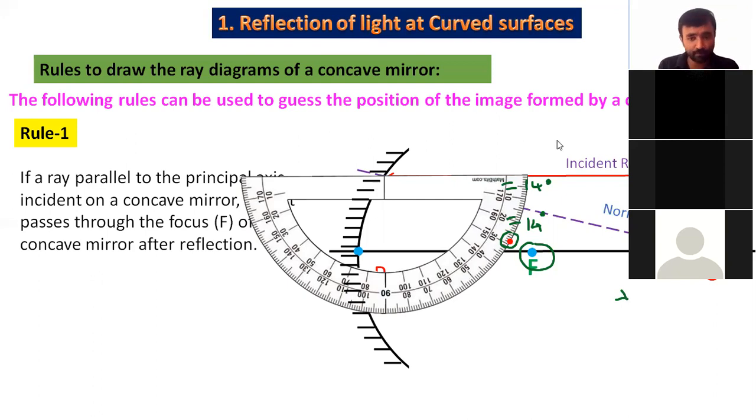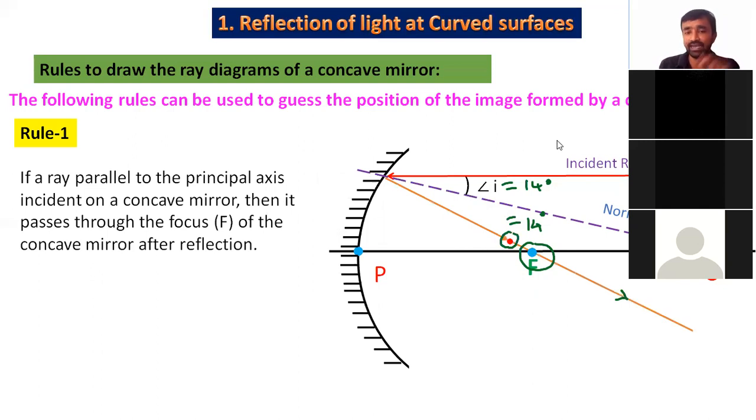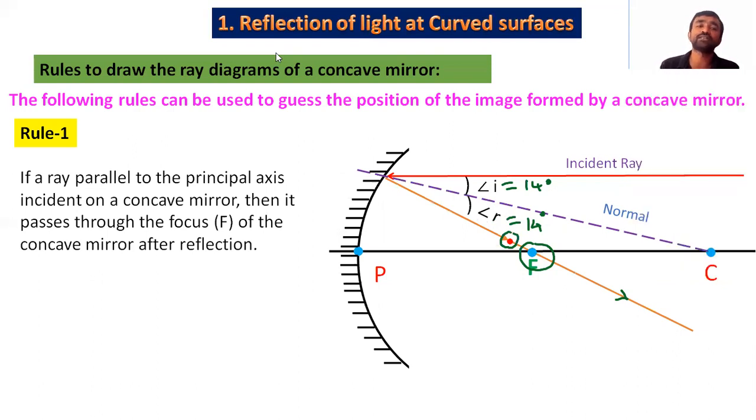Then I identified a point, the red color spot, and drew the reflected light ray here. When I drew the reflected light ray, I observed it is passing through the focus. Right? With the same angle of reflection. So I verified this mathematically using ray theory.